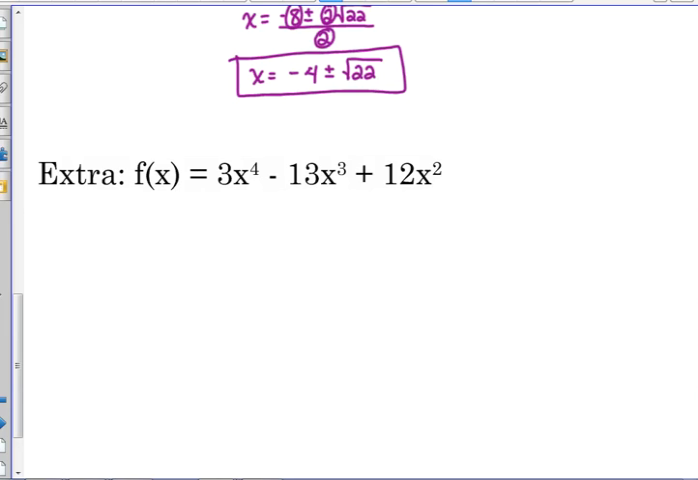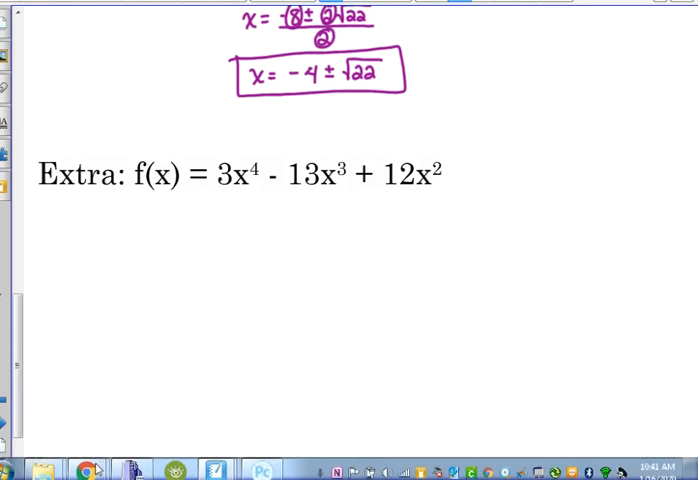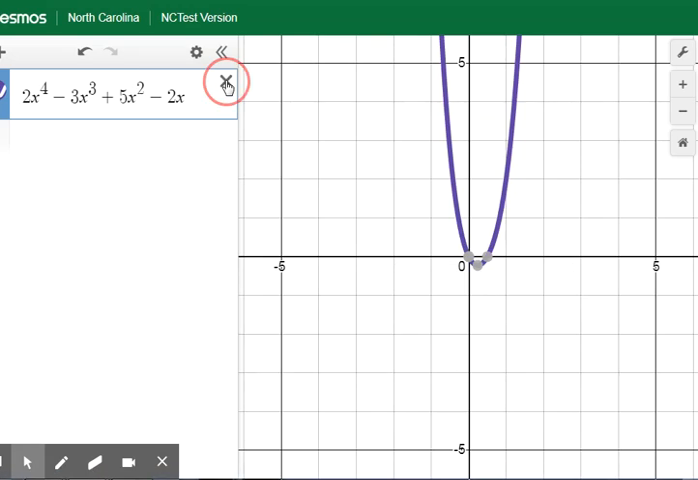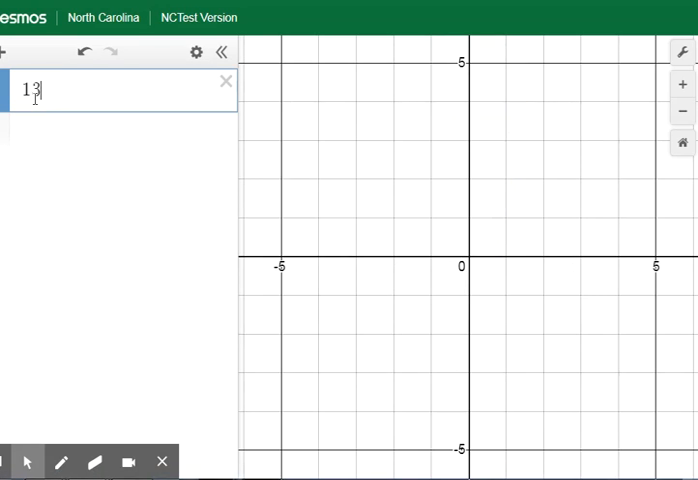So our function is 3x to the fourth minus 13x cubed plus 12x squared. And while y'all are copying that down, I'm going to go ahead and graph it.